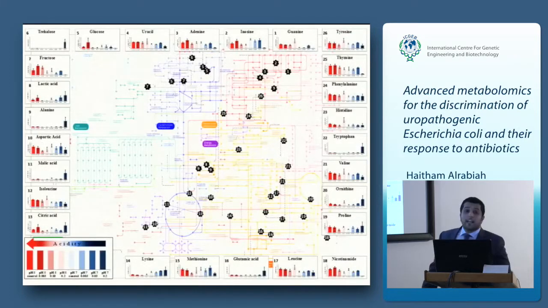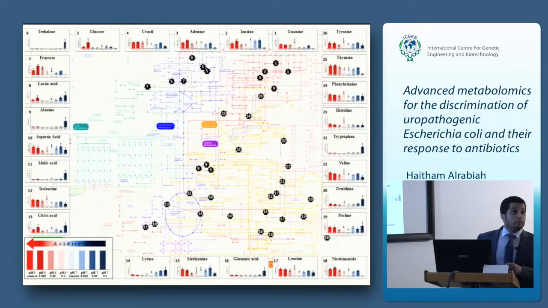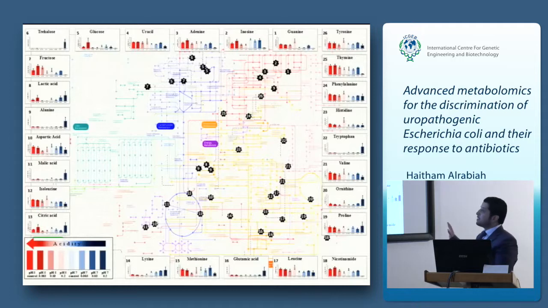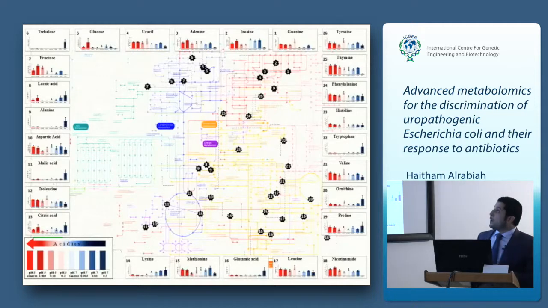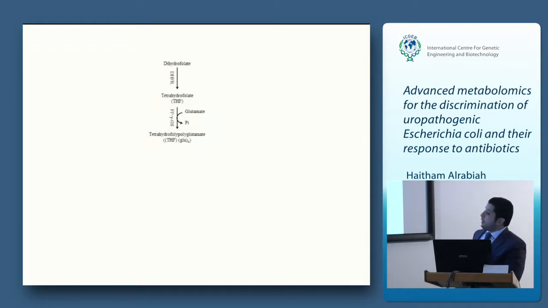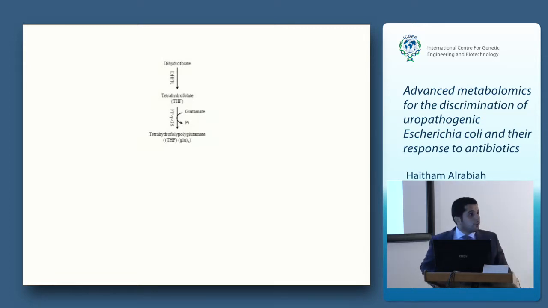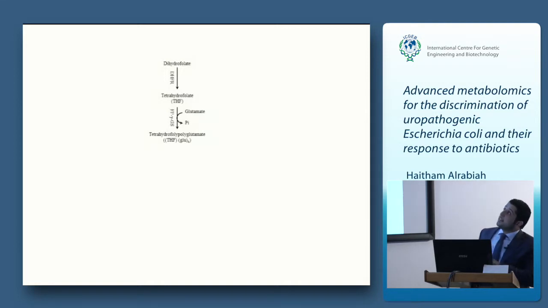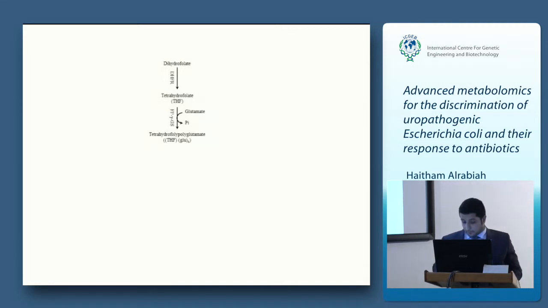Then these are the metabolites that have been detected by GCMS. They were highlighted in a KEGG metabolic pathway of E. coli K12. As you can see here, it's complex, and I think it's difficult to correlate these metabolites together. So we decided to simplify the pathway depending on KEGG and many other sources or references like EcoCyc, and we decided to make dihydrofolate reductase the main target of the drug as a starting point of the pathway.